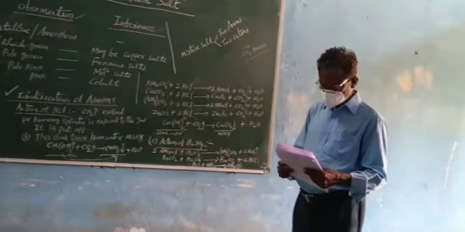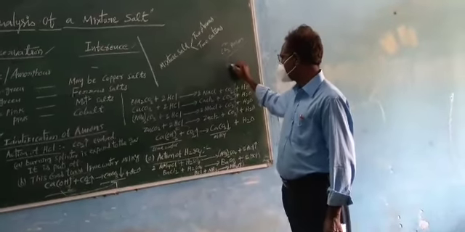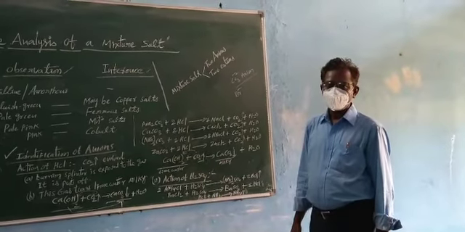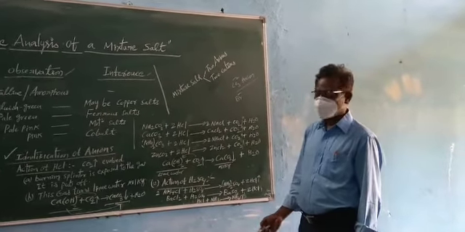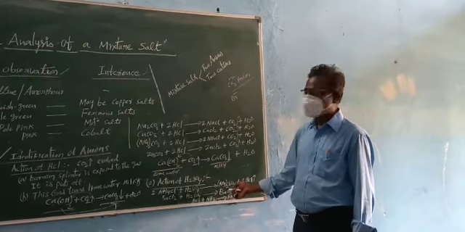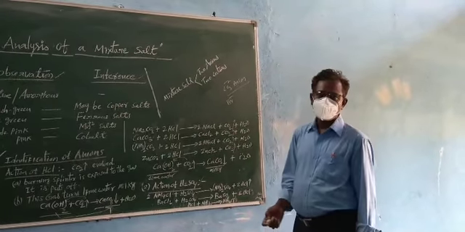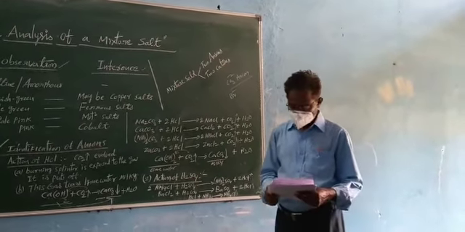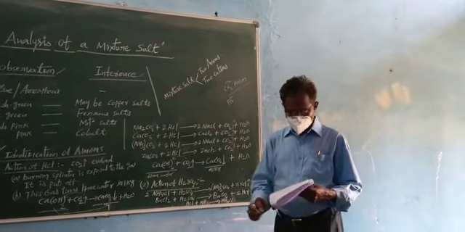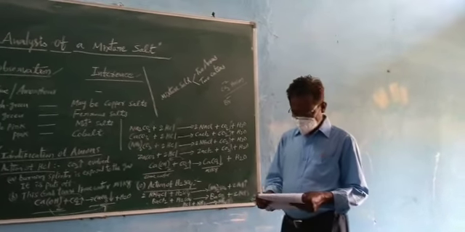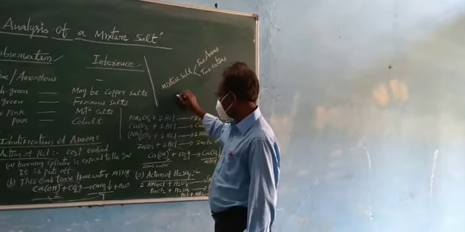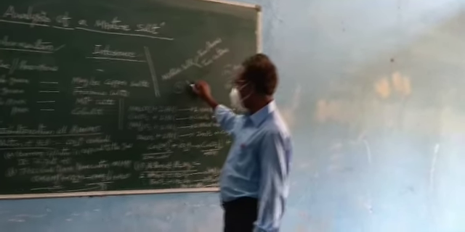Sometimes it gives reddish brown vapors. It indicates bromide. Reddish brown vapors instead of white colored vapors. White colored vapors mean ammonium chloride, dense white fumes. Reddish brown vapors indicate the bromide anion present in the given mixture salt. Then the next reaction we have to observe is the action of copper turnings.